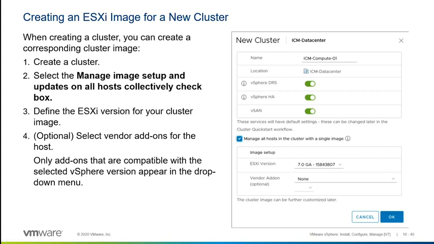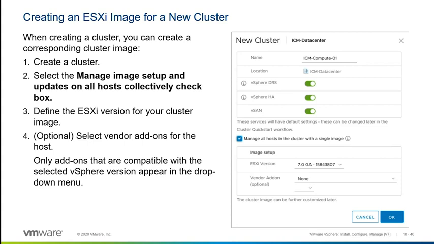So creating an image for a cluster can be done in a couple of ways. It can be done when you set up the cluster initially. Okay? You remember when we had this new cluster wizard and we could choose DRS and HA and vSAN, and we could hit this checkbox that says, let's manage all of the hosts with a single cluster image. And it says what version of ESXi, and are there any vendor add-ons that you would like to add?